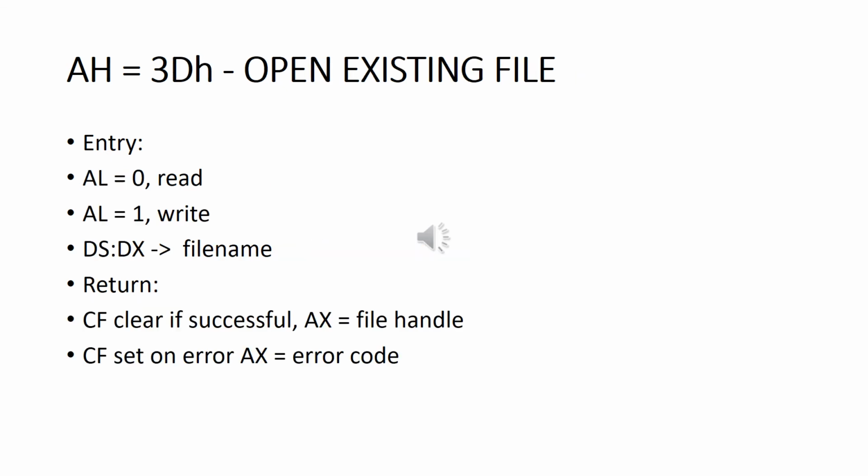The function AH is equal to 3DH is used to open an existing file. When AL is equal to 0, the file is opened for reading purpose, and when AL is equal to 1, it is used for writing. So it depends on the value of the AL register whether the file is to be opened in read or write mode. The DX register contains the name of the file, and the carry flag works accordingly. For successful it is clear, for error it is set.